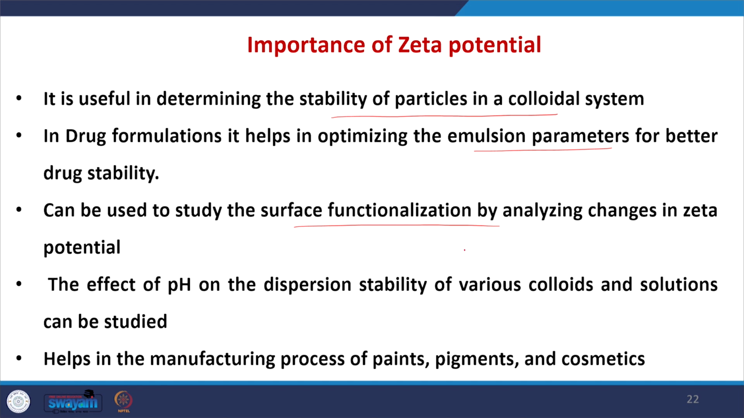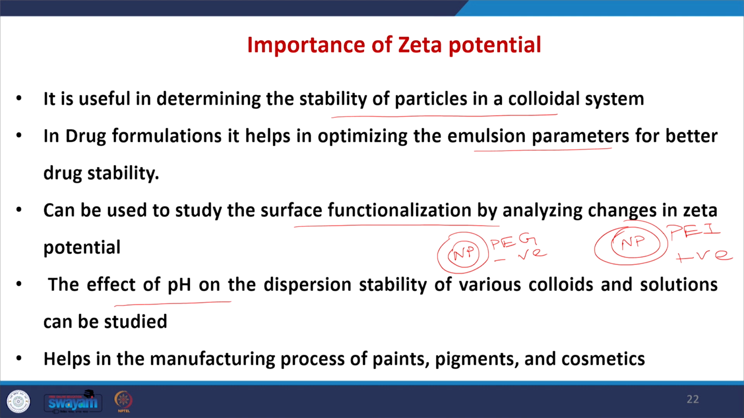For example, if you have a nanoparticle, and you are using PEG, that is polyethylene glycol, as a capping agent, it will give a negative charge, and if you are using PEI, that is polyethyleneimine, it gives a positive charge to the nanoparticle. So, by using this zeta potential analysis, we can also understand the surface functionalization, and the effect of pH on the dispersion stability can also be studied by using zeta potential.